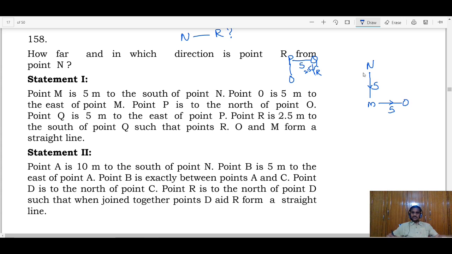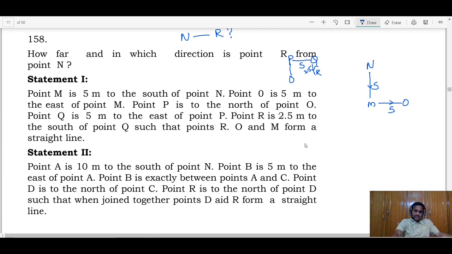Now M is 5 meters to the south of N, O is 5 meters to the east of M, P is to the north of O. Then what is the distance here? Q is 5 meters to the east of P. Now the distance between O and P is not known. And the distance between N and R cannot be identified.